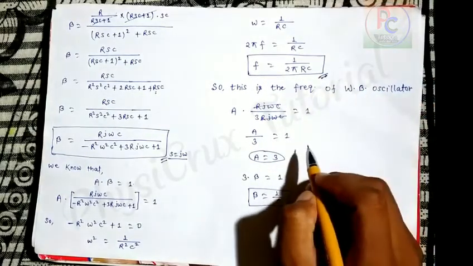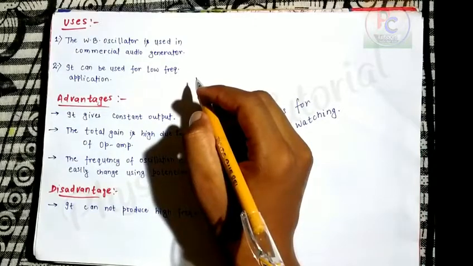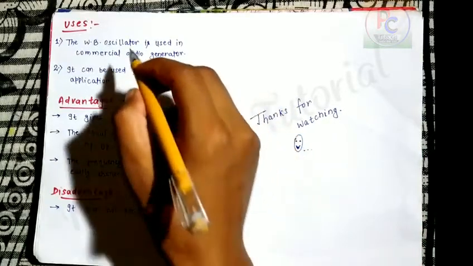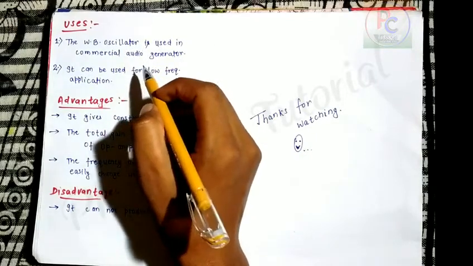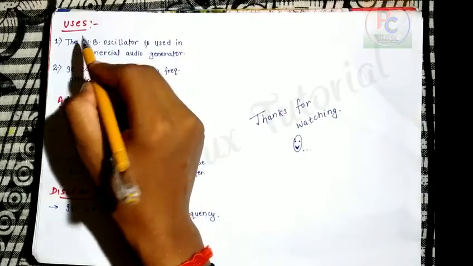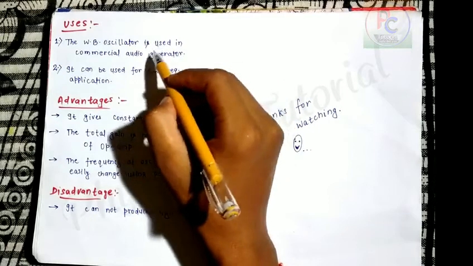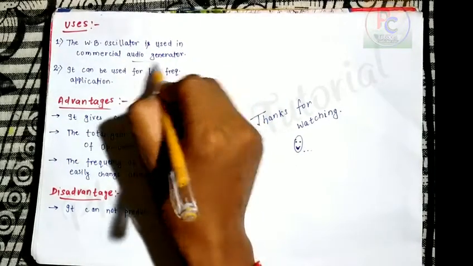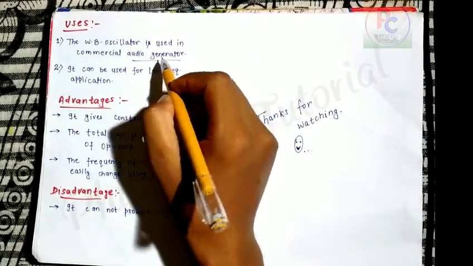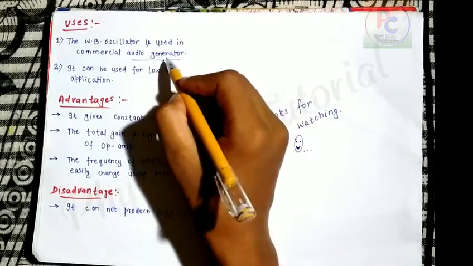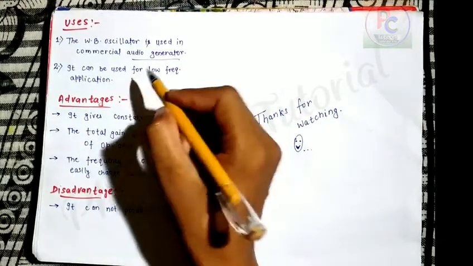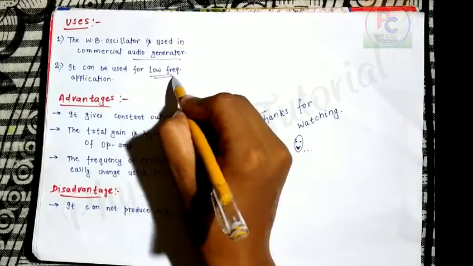Now let's go through its uses. So here the uses of Wien bridge oscillator. Wien bridge oscillator is used in commercial audio generator. So we can use it in audio generator, and it can be used for low frequency application.